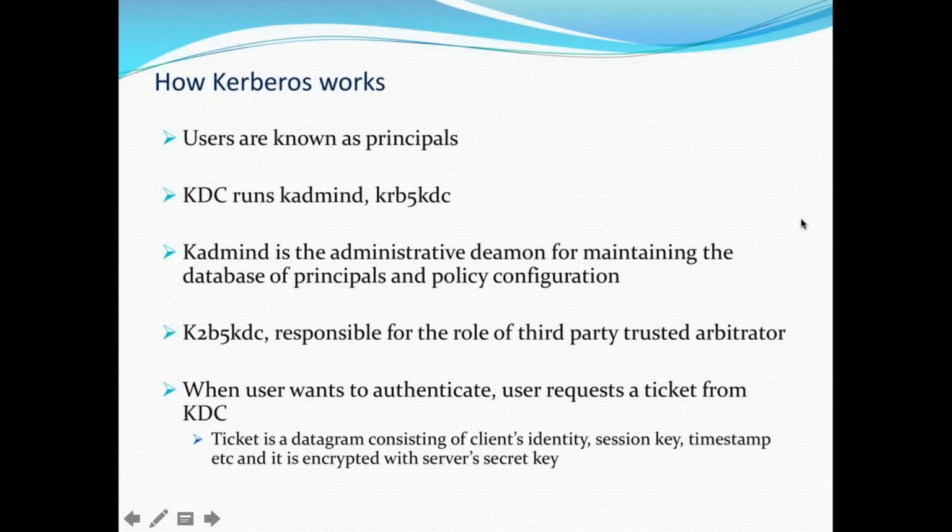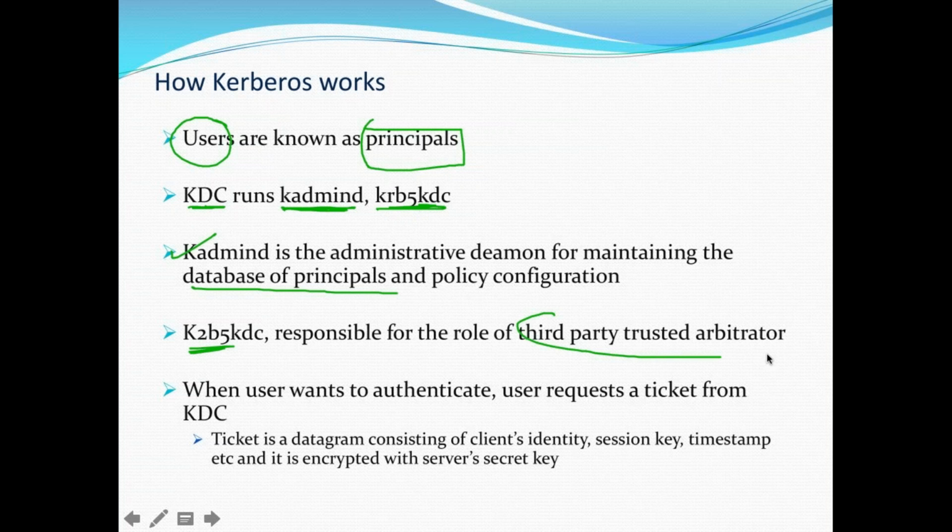In Kerberos, the users are known as principals. Whenever I say principal, I'm referring to a user. The KDC, your key distribution center, runs two daemons. One is kadmind, the administrative daemon, and the other is krb5kdc, which acts as a third party trusted arbitrator, as I was telling you a few slides back. Kadmind is responsible for maintaining the databases of principals and also the policy configurations. krb5kdc is the third party trusted arbitrator.